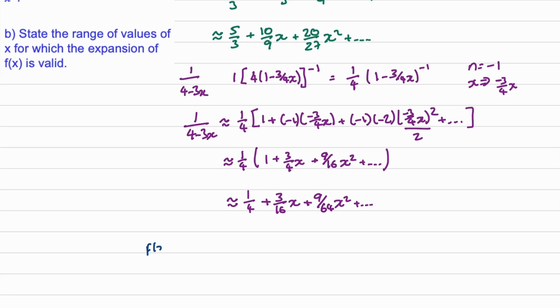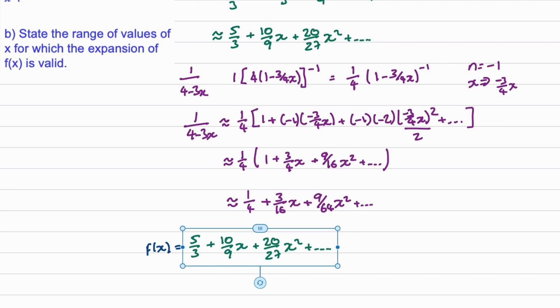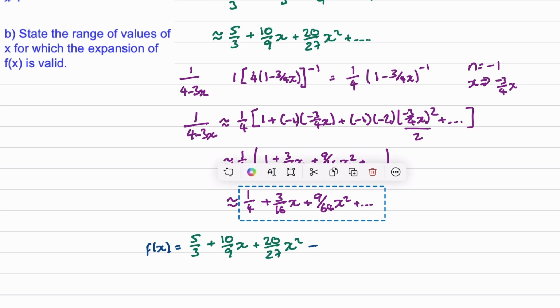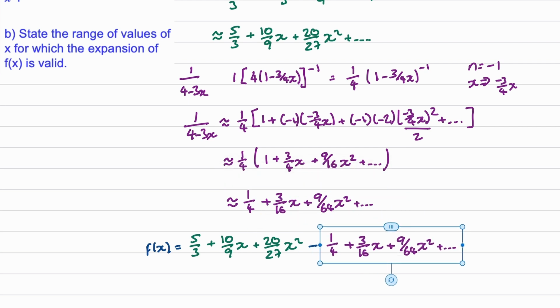So f of x will be the green one take away the purple one. And I'll just put this in brackets to make sure.